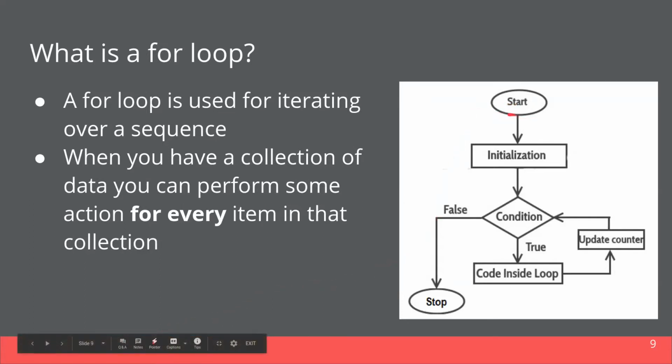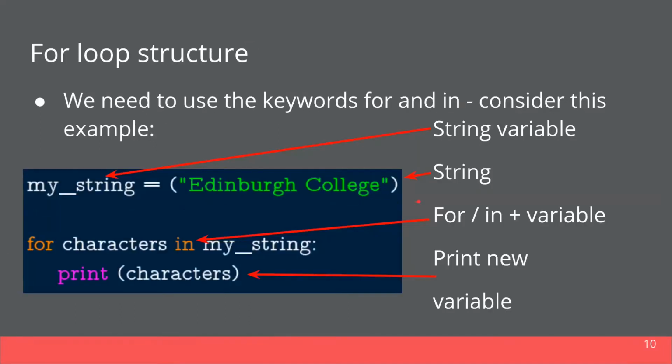So got a little bit of a flowchart. We have start. The initialization here would be for my stuff, for my list, and then a condition. We're going to say, do something, and then count and keep going until you've done it to them all, and then stop. Okay, so I've got a little diagram that I created over here with some red arrows.